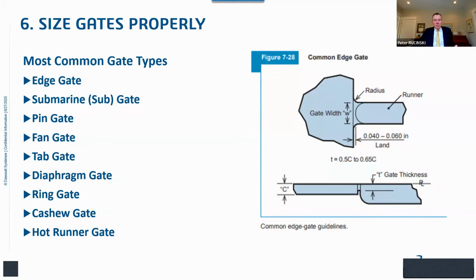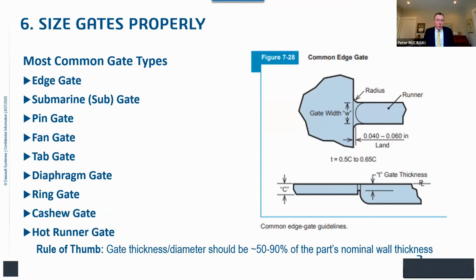Size gates properly. There's a simple rule of thumb here I'll give you in just a few seconds. There's all kinds of different gate types out there: edge gates, submarine gates, pin gates, fan gates, tab gates, diaphragm gates. But when I think about gate geometry, I think of some thin cross-sectional area that the melted plastic has to flow through. It's usually some thickness or some diameter. And the simple rule of thumb for gate sizing is that your gate thickness or gate diameter should be somewhere around 50 to 90% of your part's nominal wall thickness.